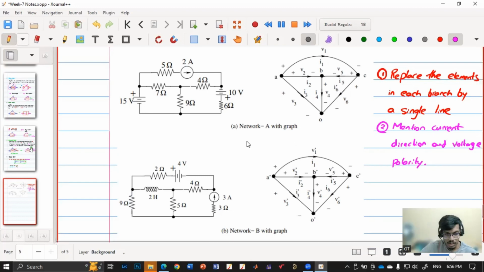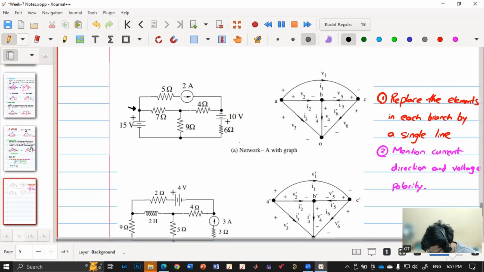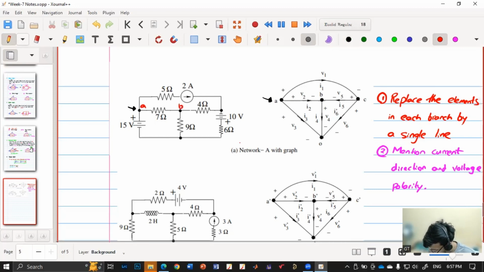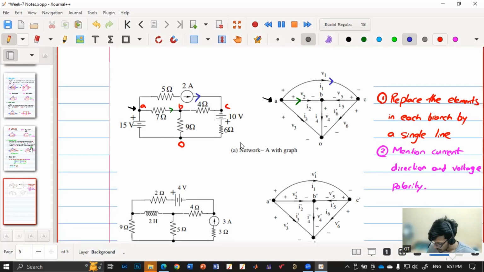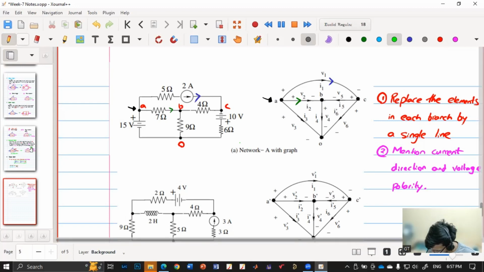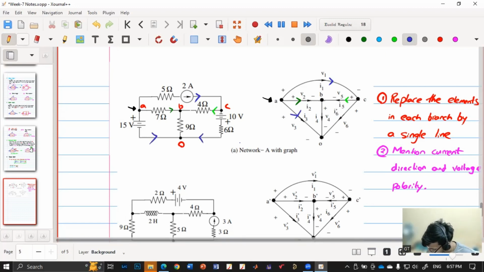Now let us consider this. This node is A, this is B, this is C, this is O. In between A and B they have this one and this one, and from A to C they have this one and this one. They have denoted them by random V1, I1, V2, I2. From B to C they have considered current like this, and from C to O current like this and like this. So these are the branches.